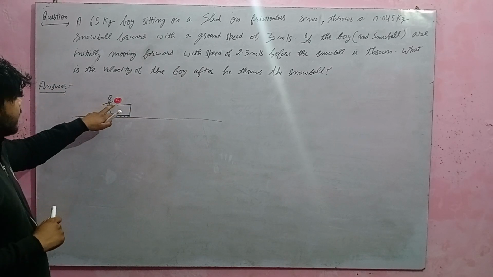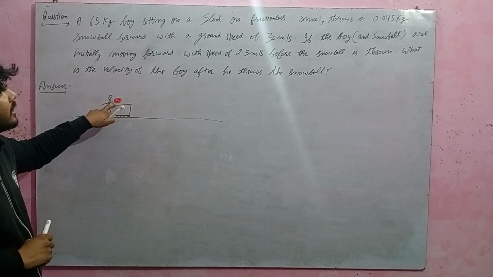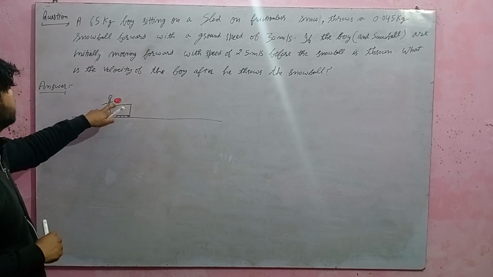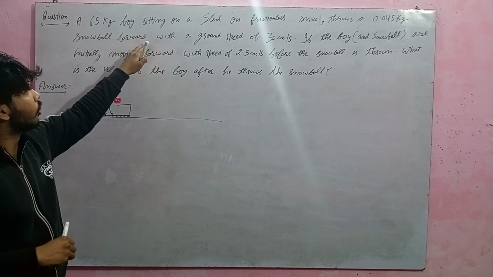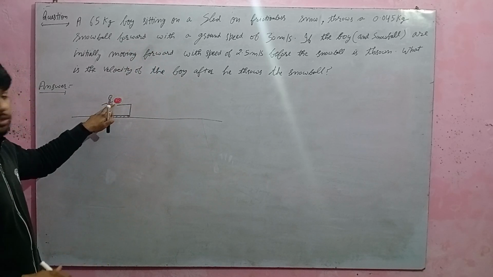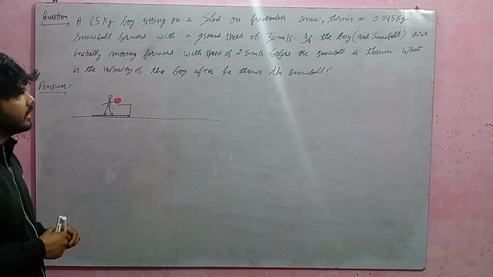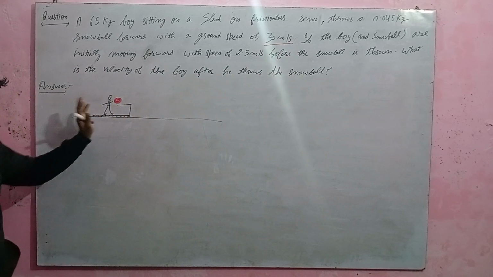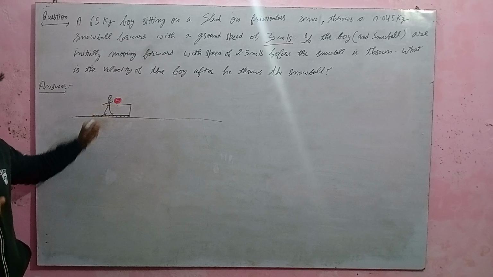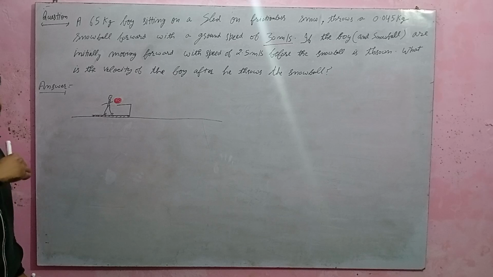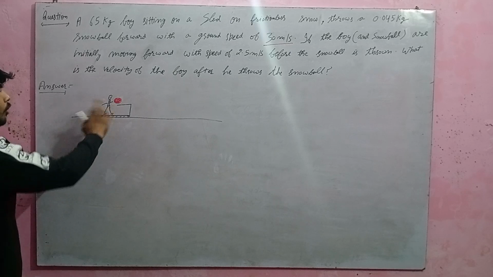He throws a 0.045 kg snowball forward with a ground speed of 30 meter per second. The snowball moves with the velocity of 30 meter per second with respect to the ground. That means in the ground frame, the ball moves with velocity 30 meter per second after being thrown by the boy.